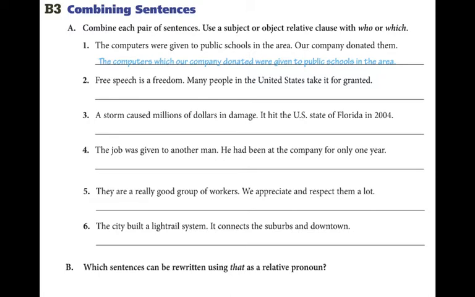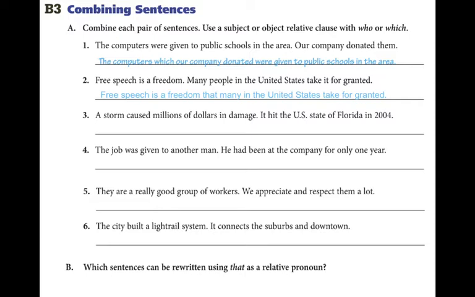Number 2, free speech is a freedom. Many people in the United States take it for granted. It means a freedom. So now let's join these two simple sentences into one complex sentence with a relative clause. Free speech is a freedom that many people in the United States take for granted. Or if we stick with the which in the instructions, we will write free speech is a freedom which many in the United States take for granted.